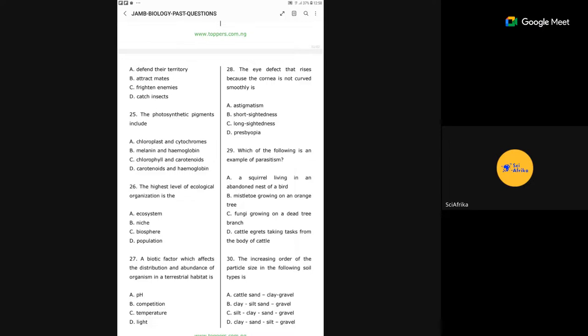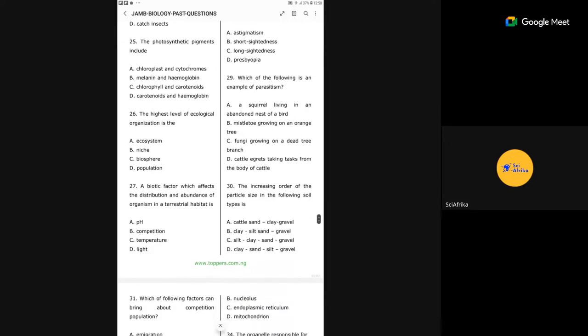Astigmatism occurs when the eye is not able to adjust the focal length of its lens to focus on near and distant objects. It's not able to alter the focal length, so you can't see both near and far objects. So that is astigmatism. It's caused by the non-smooth curve of the cornea. We'll go to the next one, number 29. Which of the following is an example of parasitism? There are about three or four feeding relationships that we have.